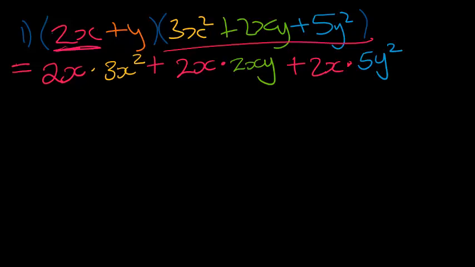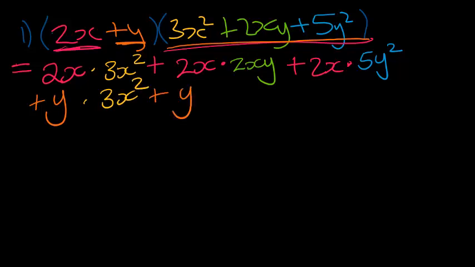Now, I want you to continue writing on the same line. My page is full, but yours is not going to be full. You continue writing on the same line. Our next step is going to be to multiply y with the entire second bracket. So we're going to say plus y times 3x squared plus y times 2xy plus y times 5y squared.